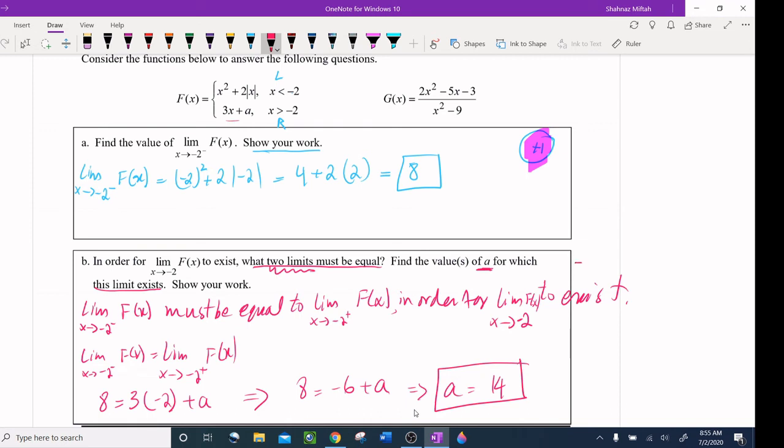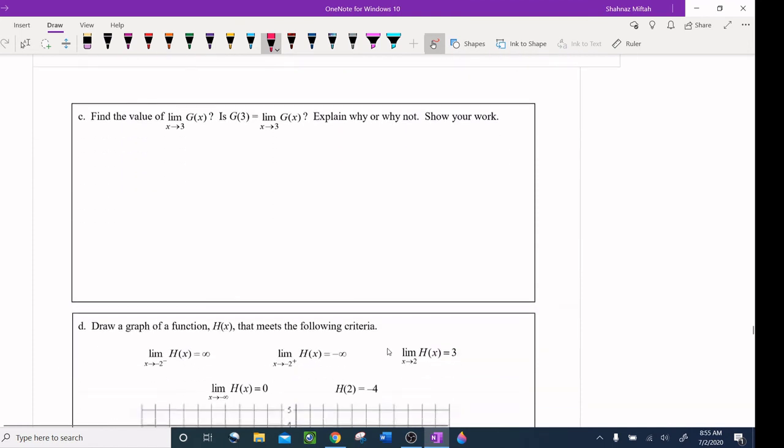Now this part has 2 points, and you can tell what I mean by 2 points. So I have this and I have that. So total you got 3 points so far. Okay, let's go to part C.